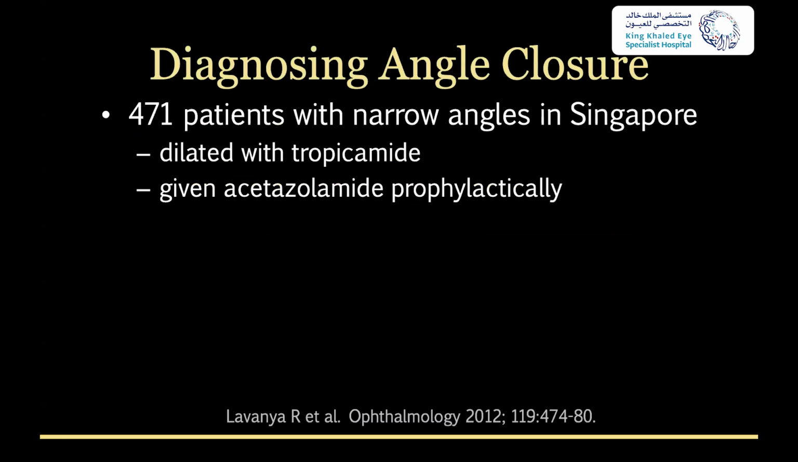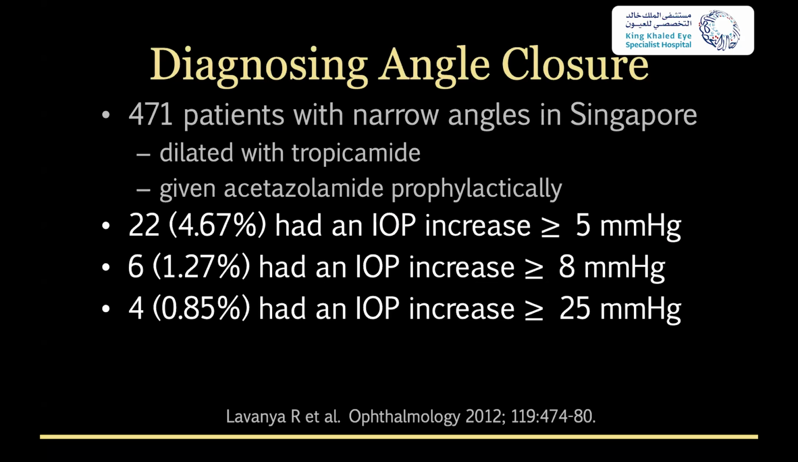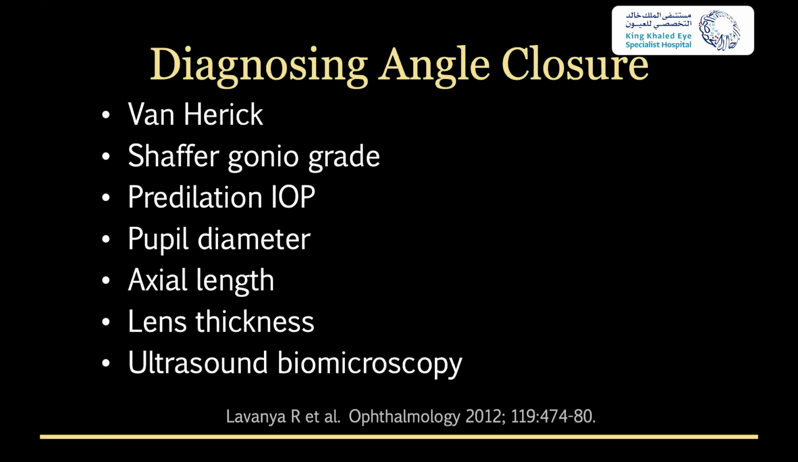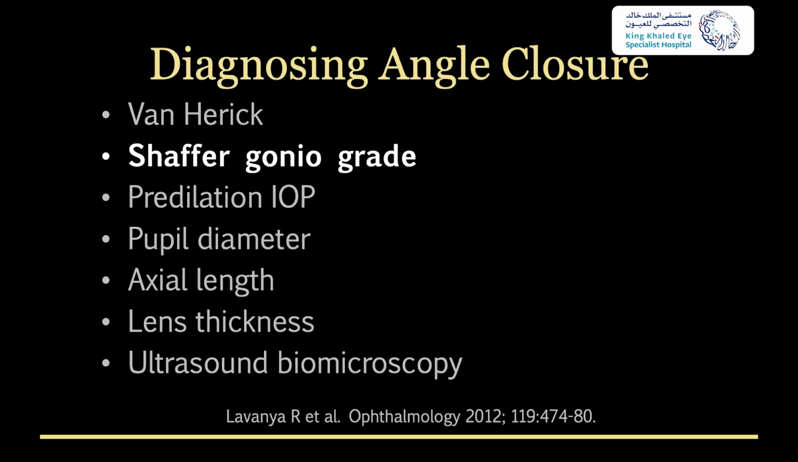In this study from Singapore, they looked at patients dilated with tropicamide. They were prophylactically given acetazolamide to help blunt any pressure spikes. And some of them had a marked pressure spike. Several had a mild pressure spike. And then they looked at all the things that they could have studied to predict that. The one thing that stood out was their gonioscopy grade. At that time, biomicroscopy did not make the diagnosis, although obviously ultrasound is getting much, much better.